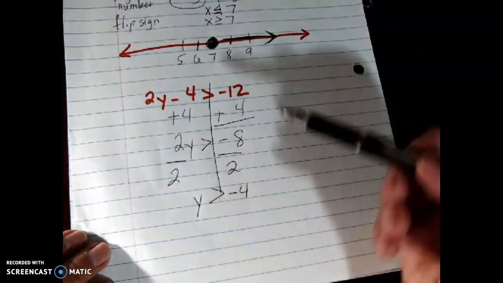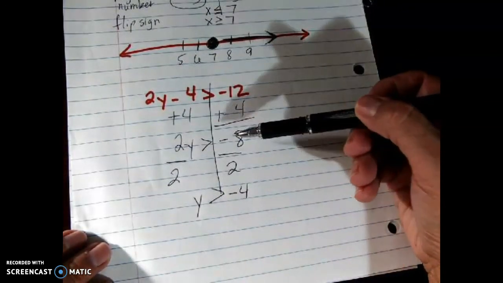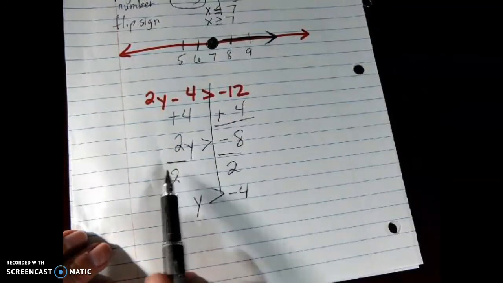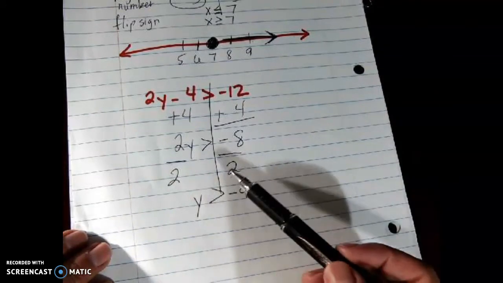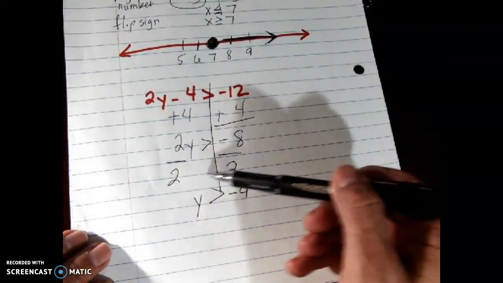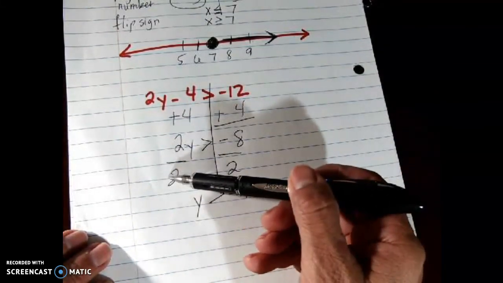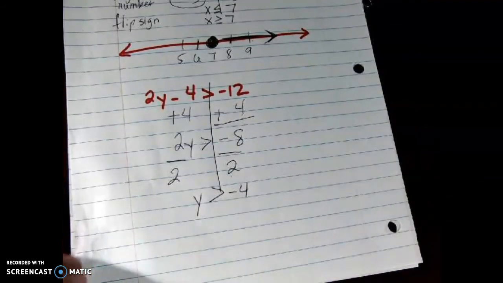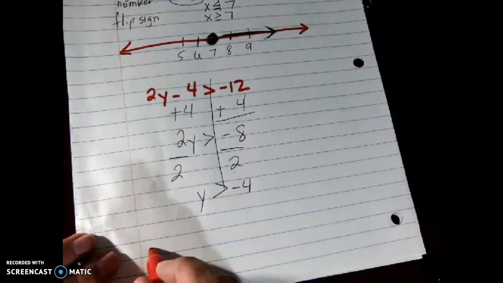Now, this is negative, but it's only when it's over on this side with the variable. I'm not dividing or multiplying here by a negative. I'm dividing by a positive. So I'm not flipping the sign. So y is greater than negative 4.